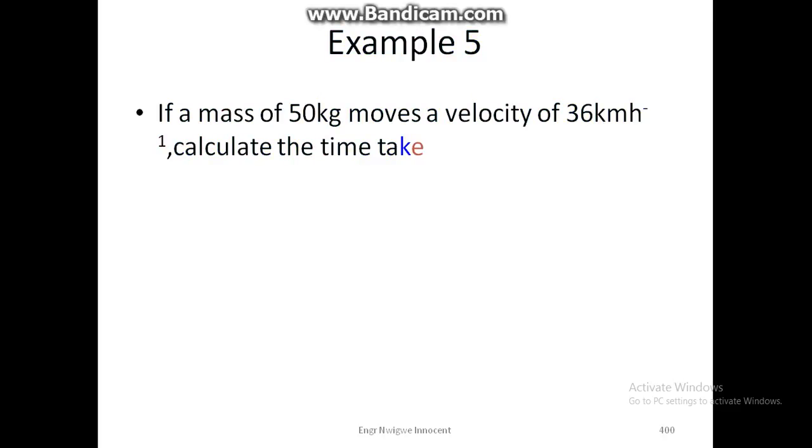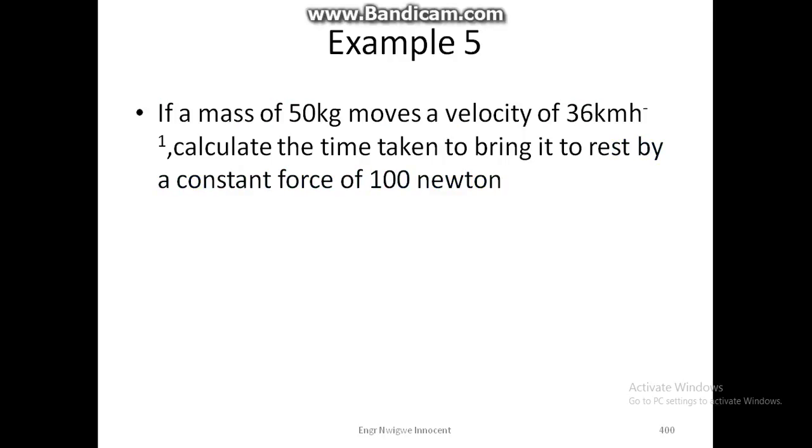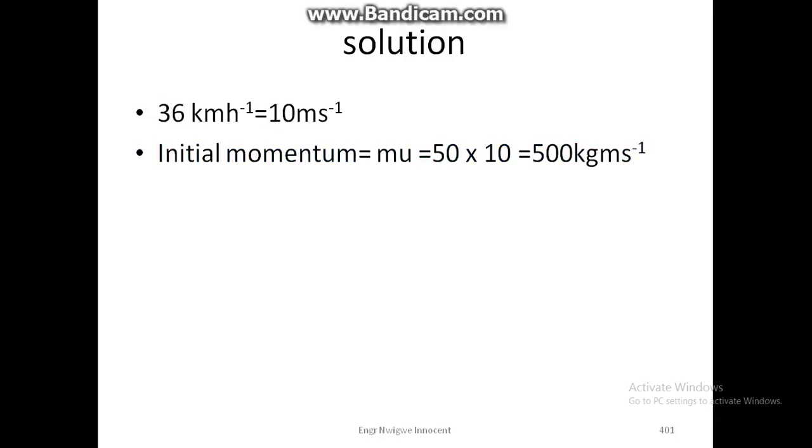Example 5. If a mass of 50 kg moves with a velocity of 36 km per hour, calculate the time taken to bring it to rest by a constant force of 100 Newton. Solution. Since we want to convert kilometers per hour to meters per second, we divide 36 km per hour by 60 times 60 and multiply by 1000, which will now give us 10 meters per second.